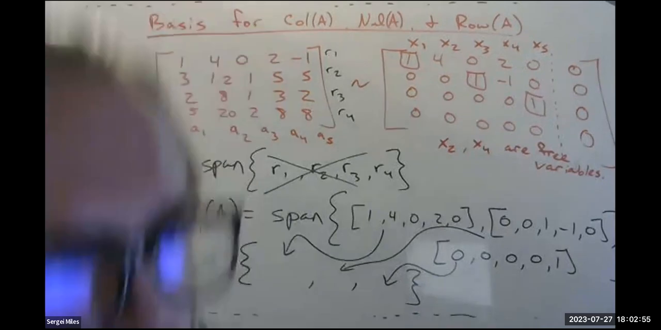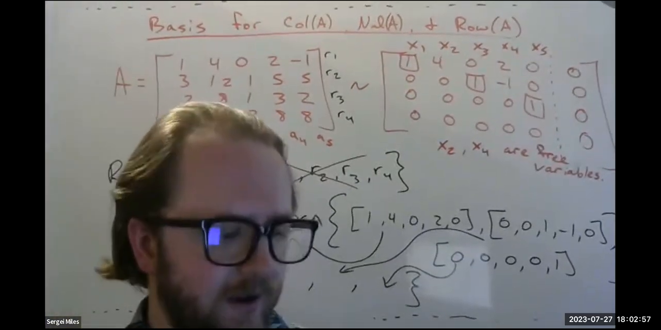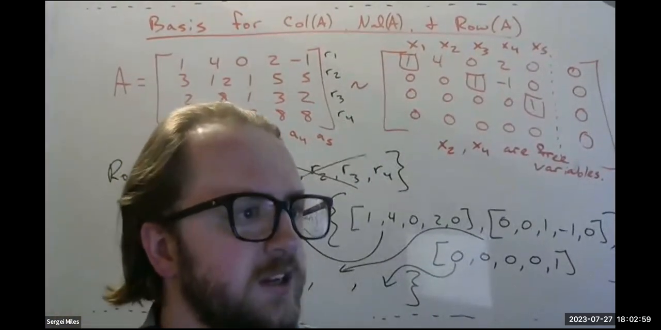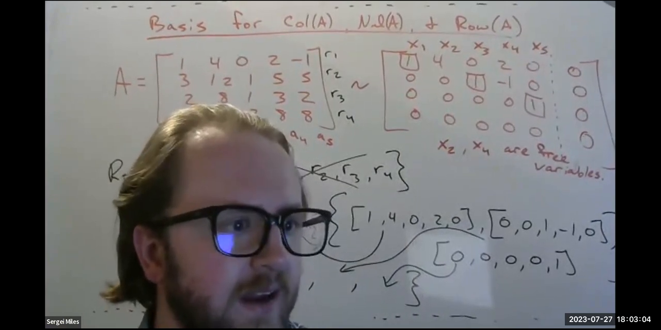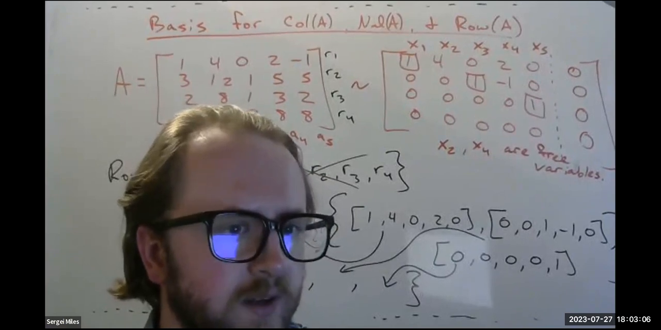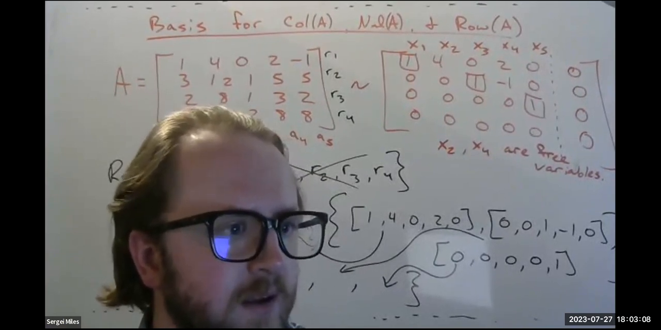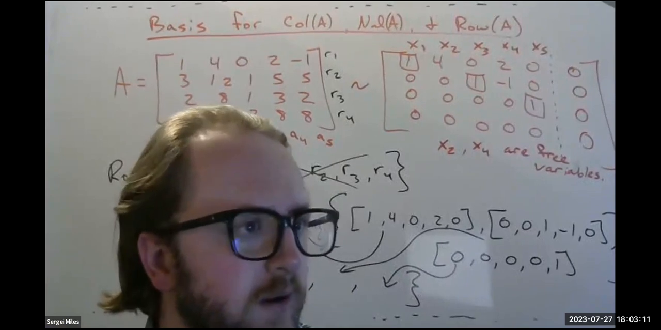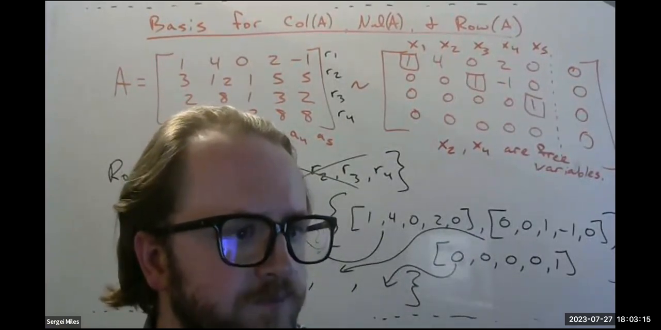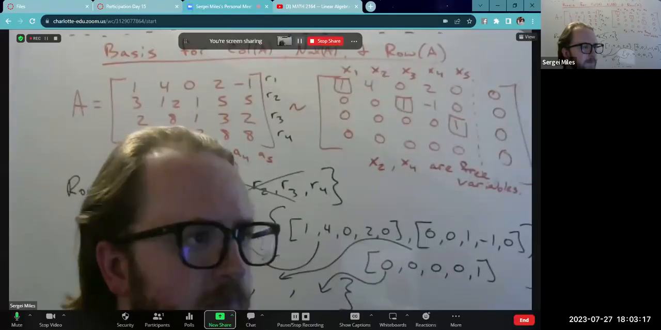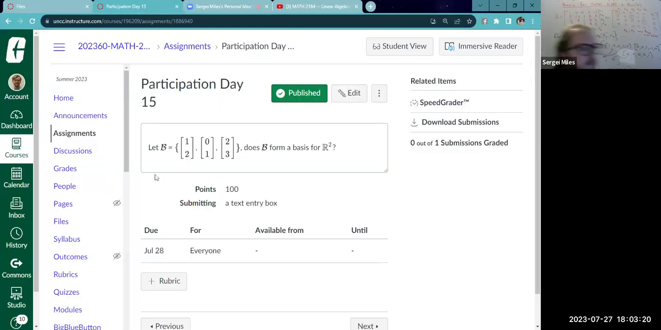All right. Now, before I close up, let's go ahead and look at today's participation question. This is participation day 15. So I'll go ahead and share my screen. Here we go. Okay. So we can see here, here are some vectors. Let B be a set of vectors. Does B form a basis for R2?